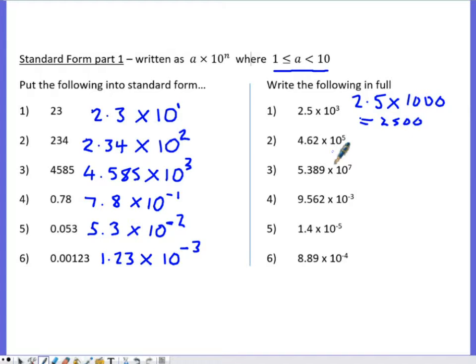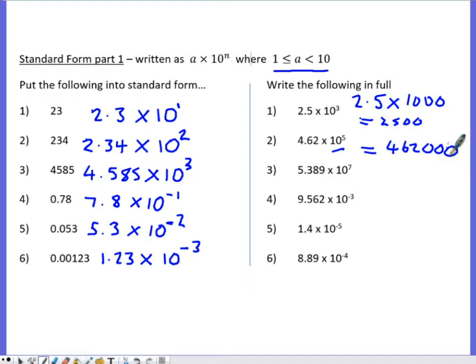In the second example, you've got 10 to the power 5. This is 10 times 10 times 10 times 10 times 10, which is 100,000. So 4.62 times 100,000 gives us 462,000 as our answer.